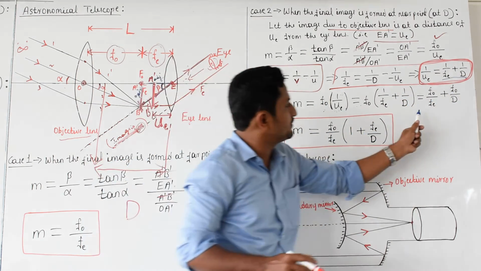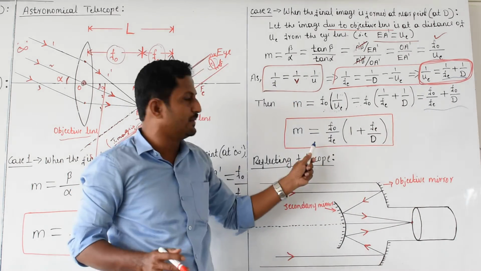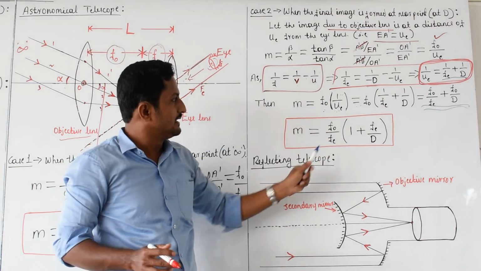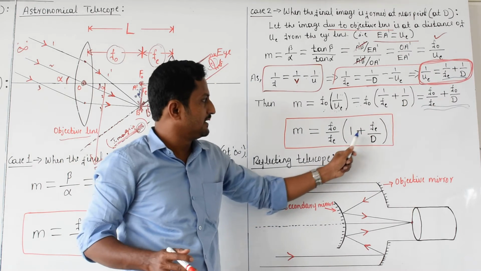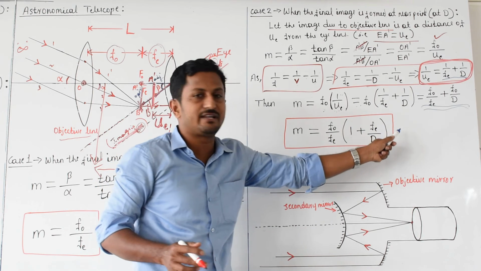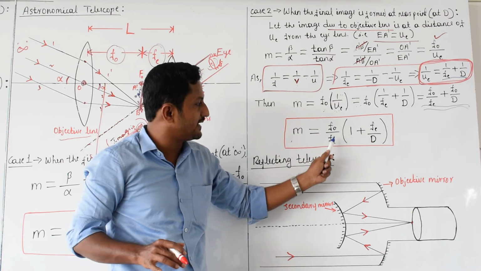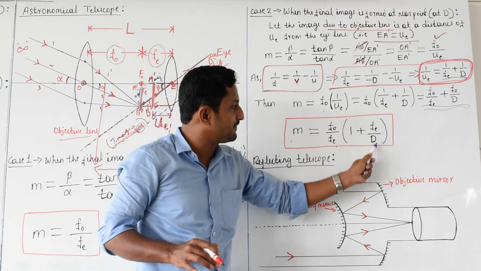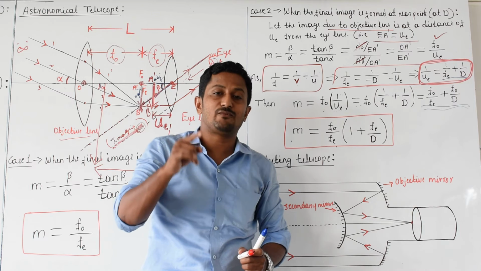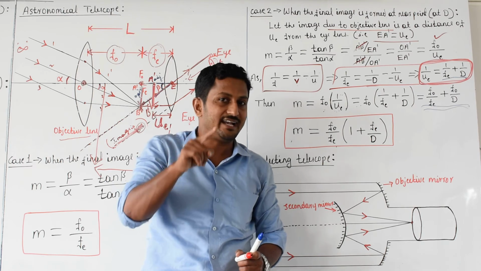Okay. Then in this one, what have I done? I have taken fo by fe as a common factor from here. Then this term will be 1. Then fo by fe, fe by fe gone, then fe will remain here. Okay. Then the final expression: m is equal to fo by fe into 1 plus fe by d, is the magnifying power of the telescope when the final image is formed at the near point. I mean at the d point.